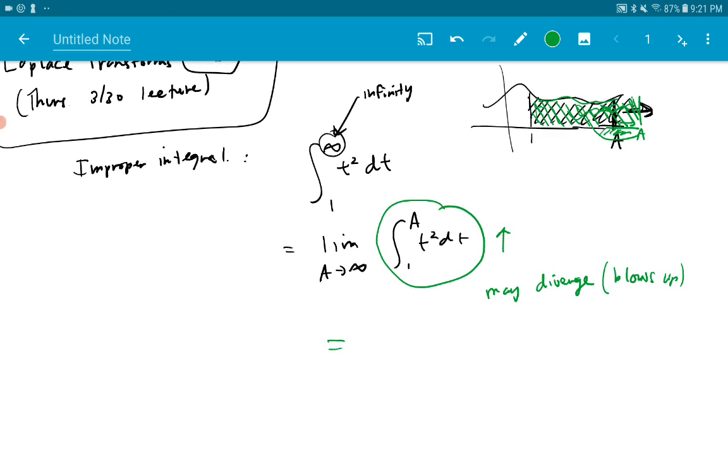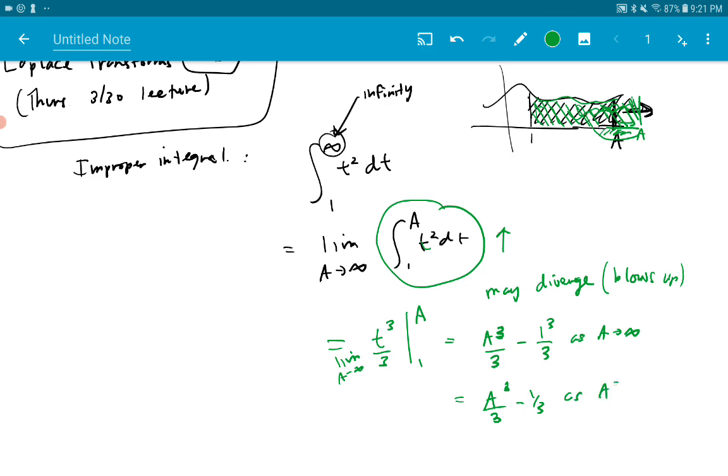Let's finish computing this one. What's the antiderivative of t squared? If you think for a moment, that'll be t cubed over 3. And we're going from 1 to a. We still have this limit here as a goes to infinity. So we're going to work this out. This will be a cubed over 3 minus 1 cubed over 3, again as a goes to infinity. That'll be a cubed over 3 minus a third, as a goes to infinity.